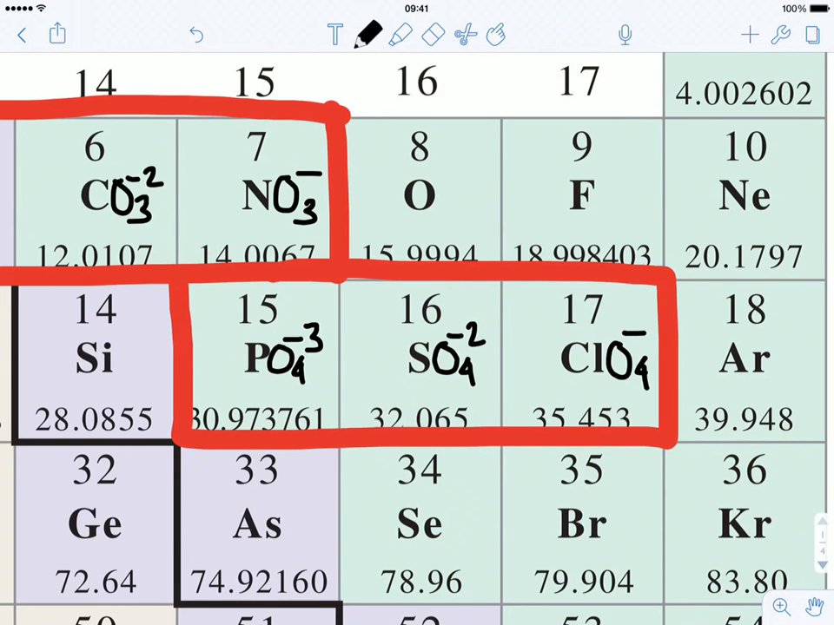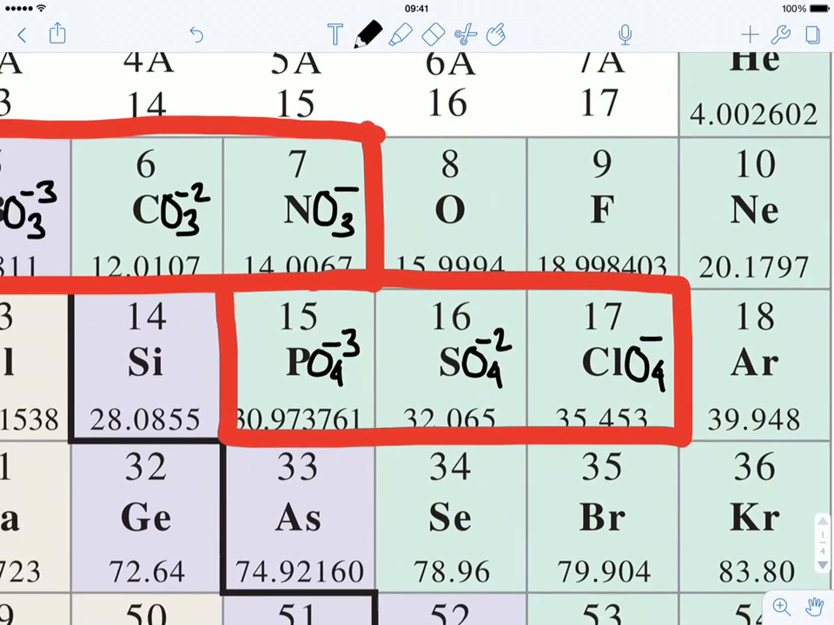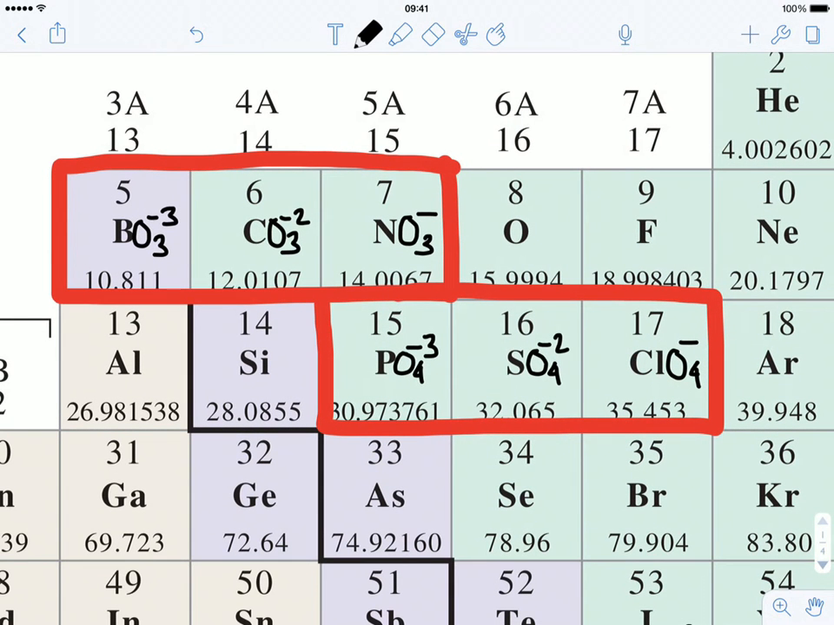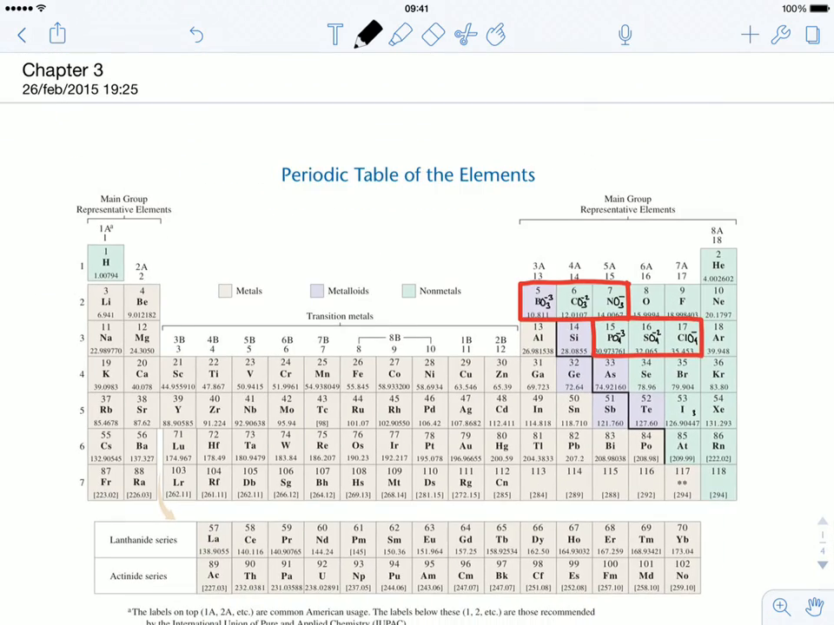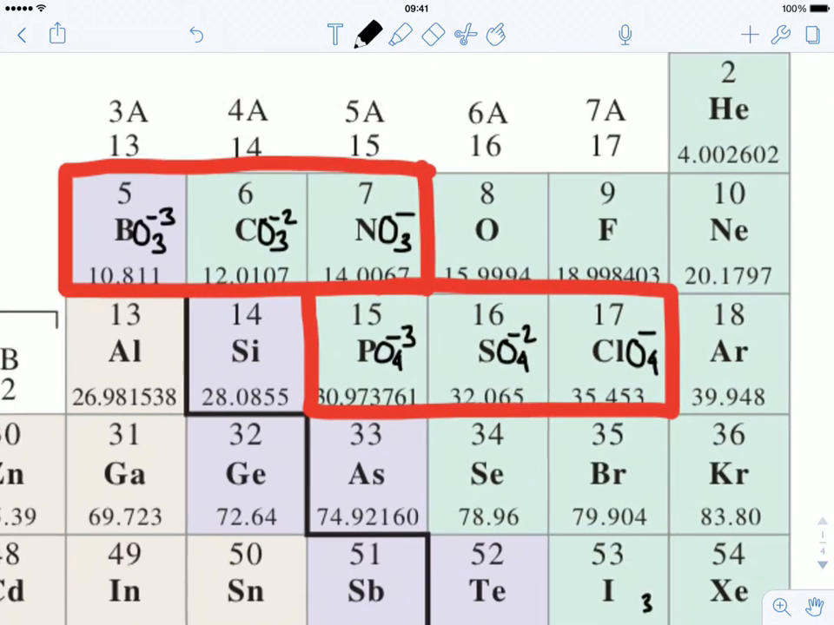So the numbers go up, but the charges, I guess, go down because it's negative. Whatever way helps you remember it better. So this is just a little bit of a pattern on the periodic table that can help aid you in memorizing these 3, or these 6 polyatomic ions.